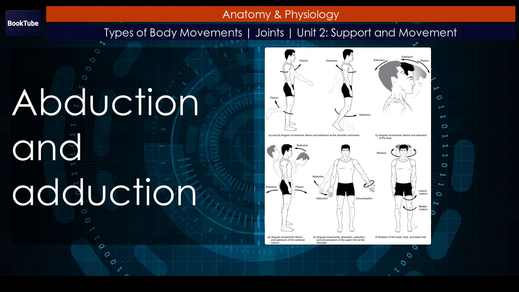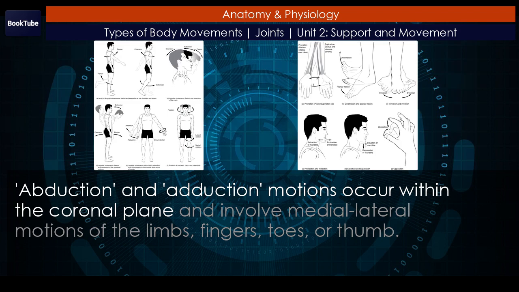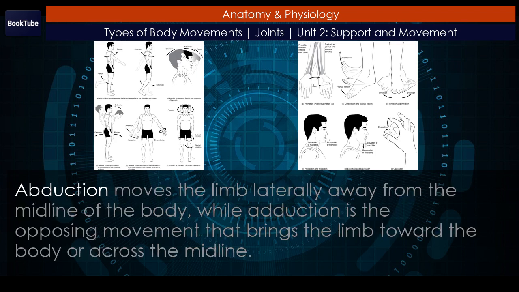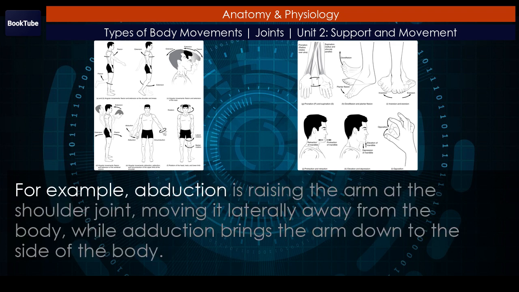Abduction and adduction. Abduction and adduction motions occur within the coronal plane and involve medial-lateral motions of the limbs, fingers, toes, or thumb. Abduction moves the limb laterally away from the midline of the body, while adduction is the opposing movement that brings the limb toward the body or across the midline. For example, abduction is raising the arm at the shoulder joint, moving it laterally away from the body, while adduction brings the arm down to the side of the body.